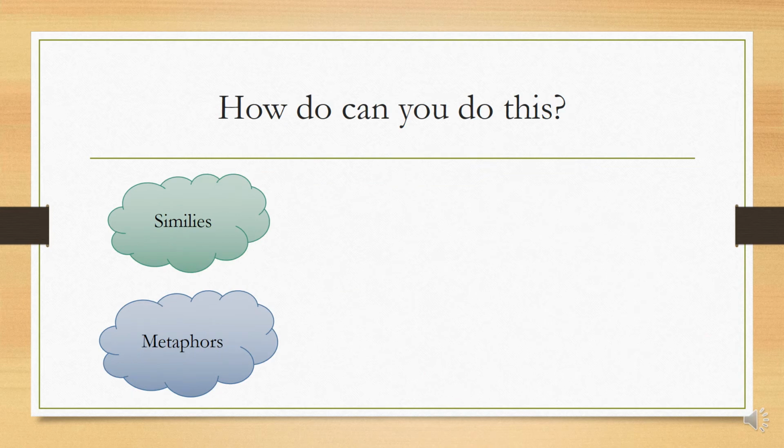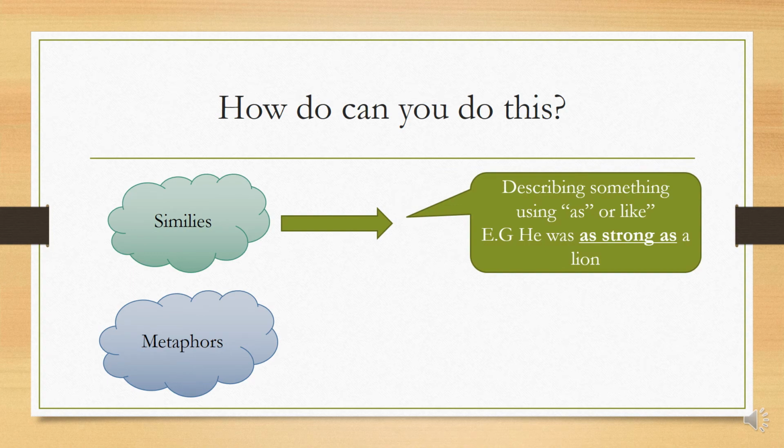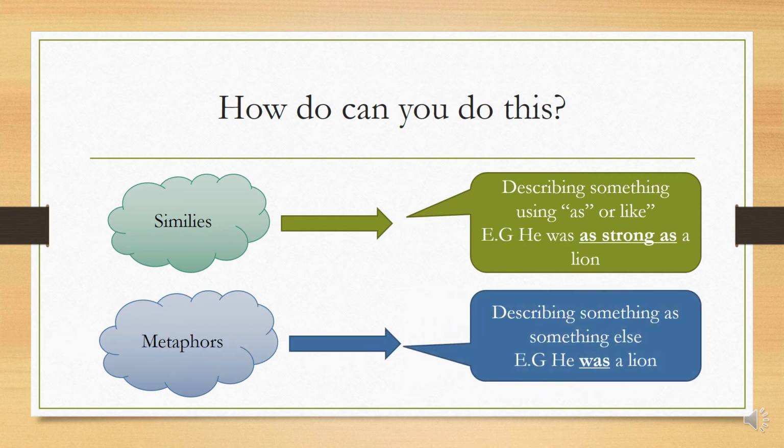Today we're going to look at just similes and metaphors. So specifically, a simile means to describe something using as or like. He was as strong as a lion. A metaphor describes something literally. So we're saying he was a lion. You know that lions are strong, therefore you assume he was strong. Were there any metaphors or similes in that bit of text I've read?